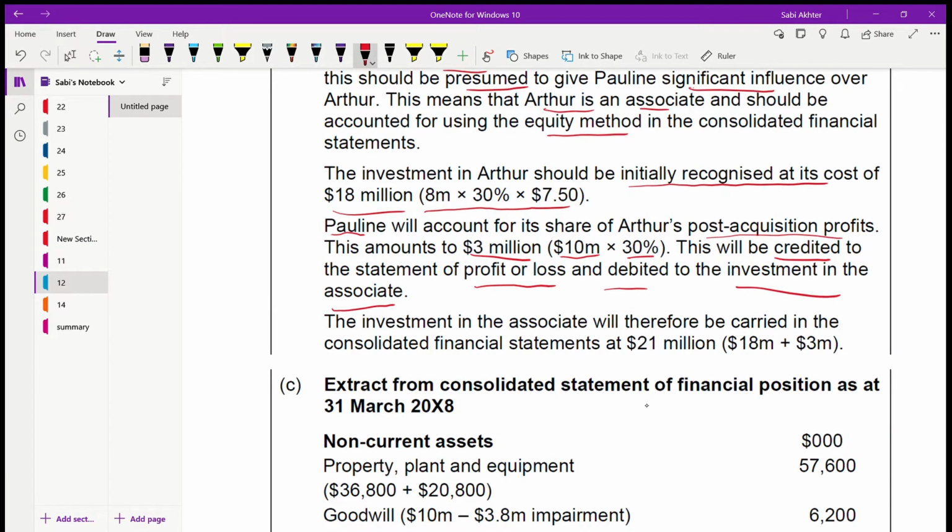So the investment in associate will therefore be carried in the consolidated financial statements at 21 million. How? 18 is the cost, plus this 3, the post-acquisition profit.